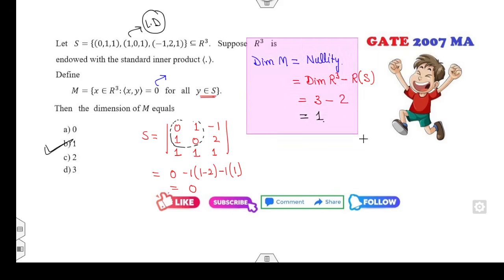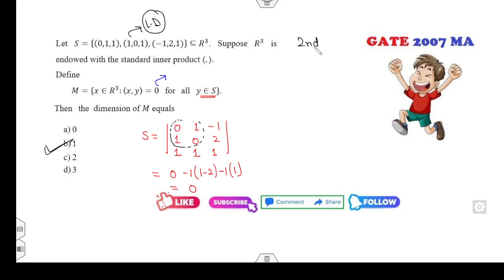Second method, this was the first method. The second method is, if you look at the orthogonal complement definition, M is nothing but the orthogonal complement of S. Why? Because what is the meaning of x dot y being 0? That means they are orthogonal. And once they are orthogonal, you can look at the orthogonal complement. So what is the dimension of the orthogonal complement? Dimension of V minus dimension of S. The dimension of V is 3. Dimension of S is the rank of S. Rank of S is 2, so the answer is 1. Again, B is the right answer of the problem.